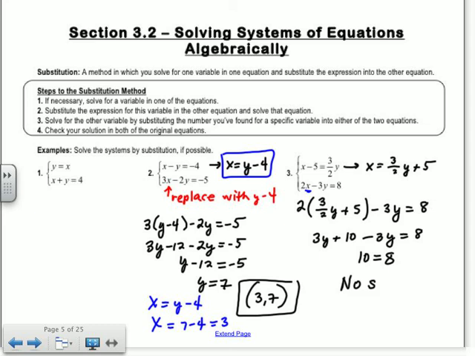No solution. Right, no solution. This is an inconsistent system. So no solution. So just write no solution.